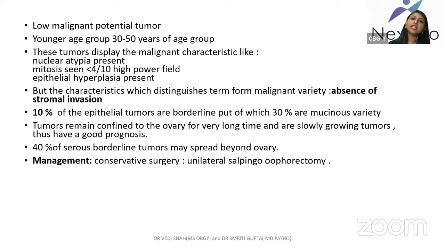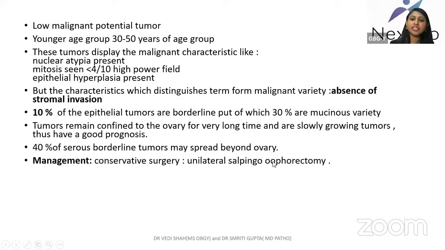40% of the serous borderline tumors may spread beyond the ovary, and here the management is conservative surgery, where you just go for a unilateral salpingo-oophorectomy, which means on the same side where you have the lesion, you remove the fallopian tube as well as the ovary. As ma'am said already, recently the culprit for the development of ovarian carcinoma is the fallopian fimbrial end. So that is why you also have to remove the fallopian tube.